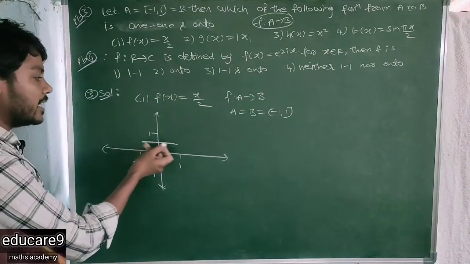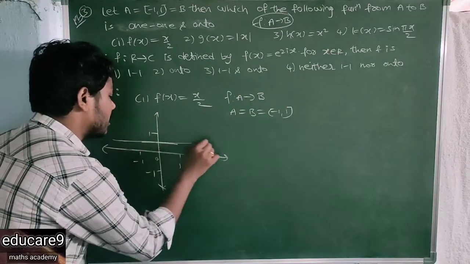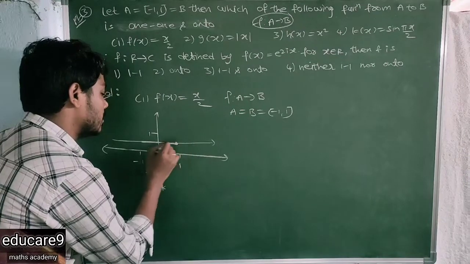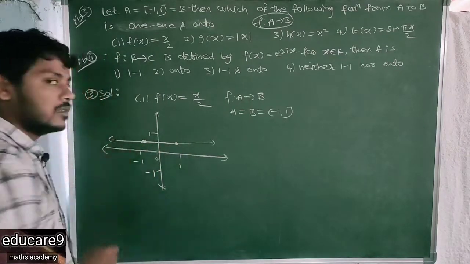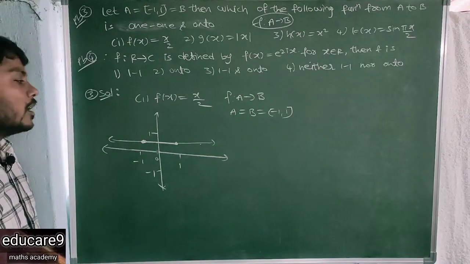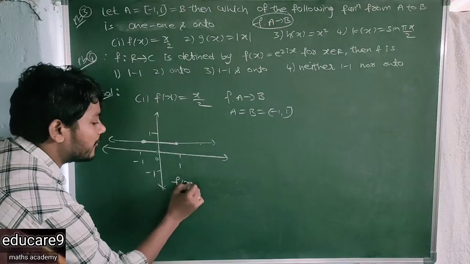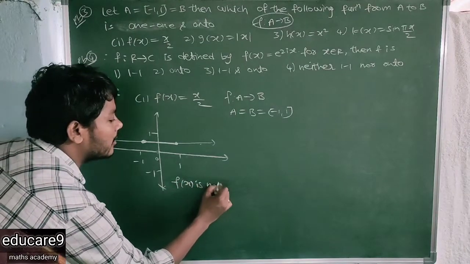Now draw the horizontal lines on this line. So clearly, this horizontal line touches the given graph at more than one point. So in this case, f of x is not 1-1.